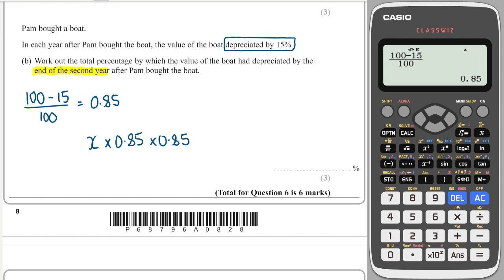Well, what do you get when you times something by 0.85 twice? Well, 0.85 times 0.85 is the same as timesing it by 0.7225. Okay, so work out the total percentage by which the boat had depreciated. Well, the new boat is 72.25% worth of the old boat. So what's the difference? Well, we started with 100%. I need to subtract 72.25%, and it's in fact lost 27.75%.